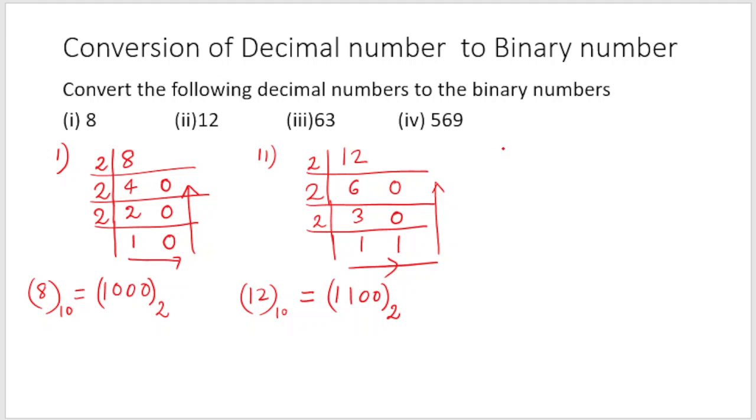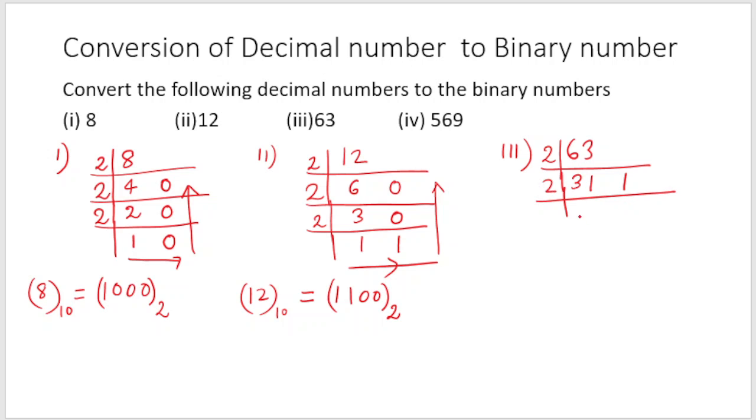Now let us take the third example. Here I have a bigger number, the number 63, so I need to be slightly more careful. I start with the same thing. I will divide 63 by 2. So I will get the quotient as 31 and the remainder as 1.